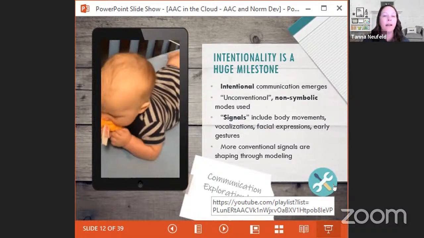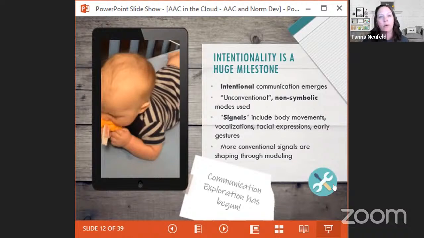However, I'm going to start talking about these behaviors now as signals because they are intentional, which means that they are communicative behaviors at this stage, right? They're signals for that partner to respond to. They're going to include a lot of the same movements we've already been talking about, a lot of the same behaviors like body movements, vocalizations, facial expressions, and then of course now we also get some use of early gesture coming in.